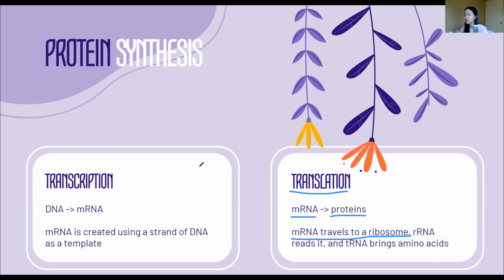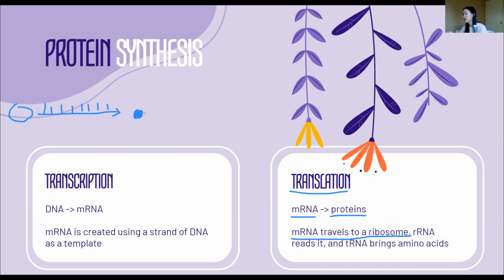So mRNA leaves the nucleus, travels to a ribosome, the rRNA reads it, and then the tRNA brings the amino acid. So I'm going to try drawing a picture. It's not going to look very great, but oh well. So imagine the mRNA leaving the nucleus, so it's leaving the nucleus over here and goes to a ribosome.